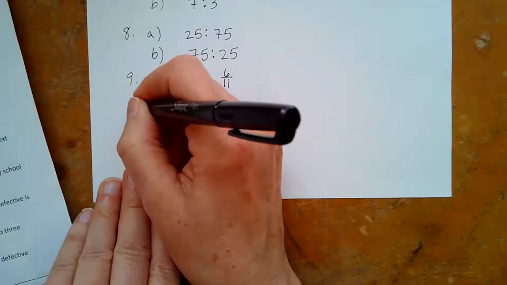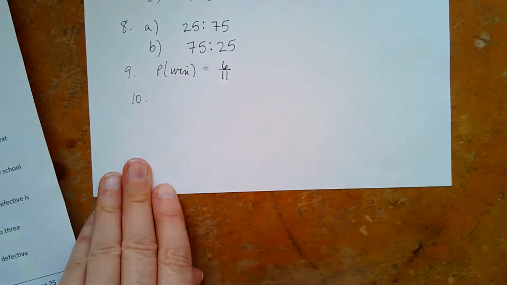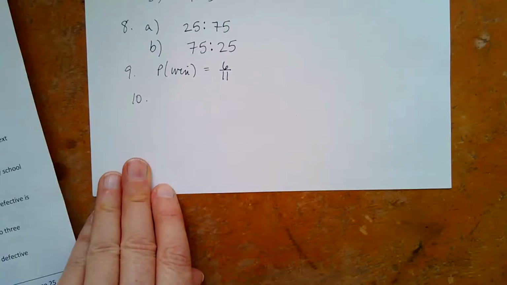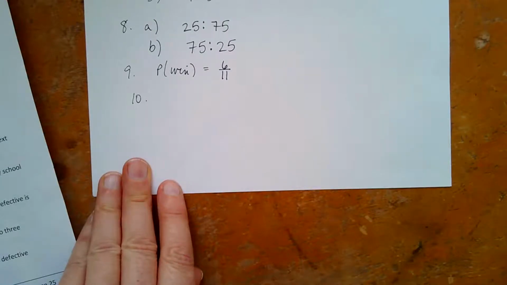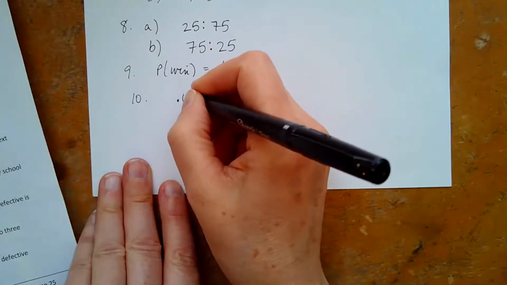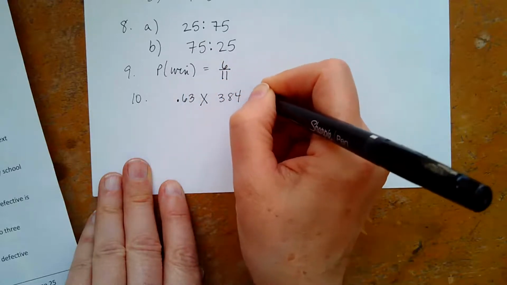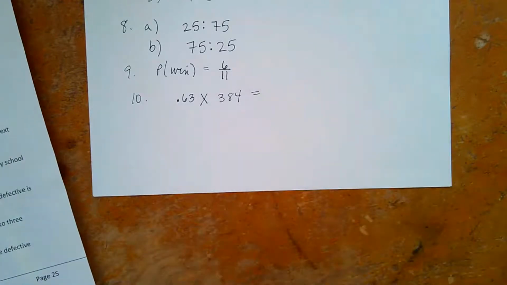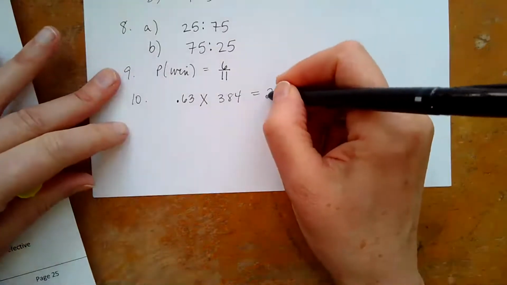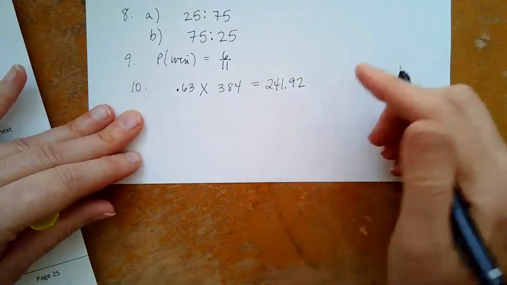Then number 10. In a school, 384 students. The probability that a random student is going to post-secondary is 0.63. Calculate how many students are expected to attend post-secondary. So 0.63, 63% of, which means multiply 384, is going to give me 241.92.